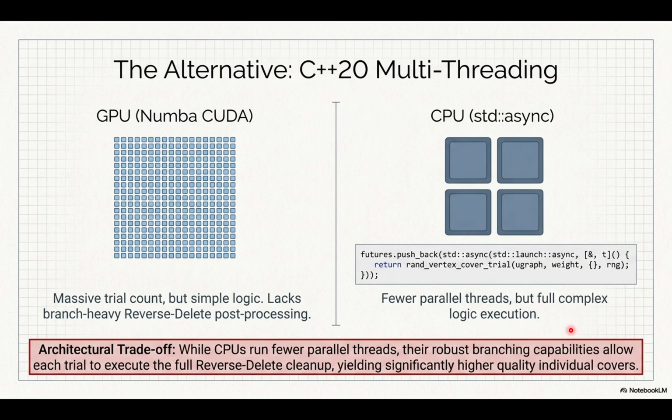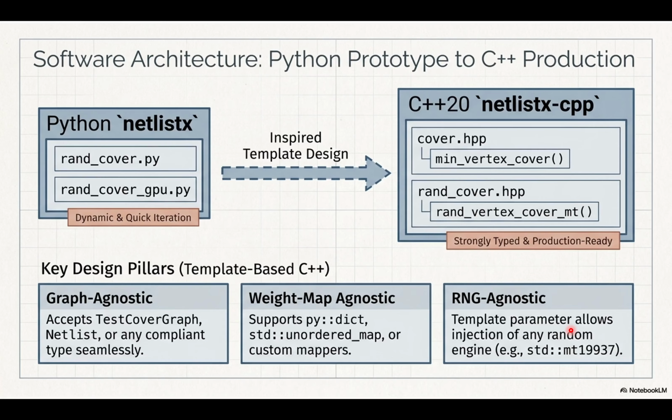And recognizing this hardware divide actually drove the evolution of the software stack itself. Oh, moving from Python to C++, right. Yeah, they started with a Python prototype, netless stacks. Great for quick iterations, but Python's global interpreter lock ruins hardware-level parallelism. So they built netless stack CPP. The C++ production architecture. Exactly. It's a strongly typed, template-based powerhouse. It's graph agnostic, weight map agnostic, and totally RNG agnostic. You can just plug and play different mathematical models to test the hardware limits.